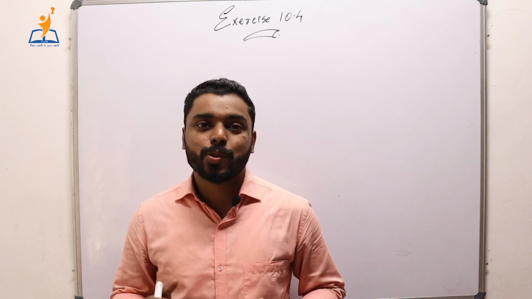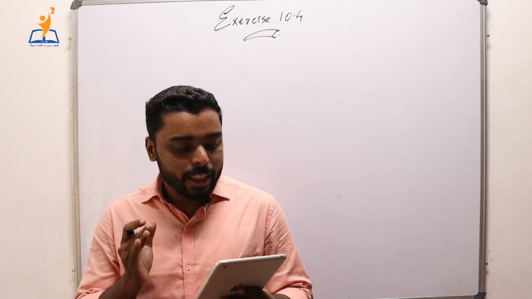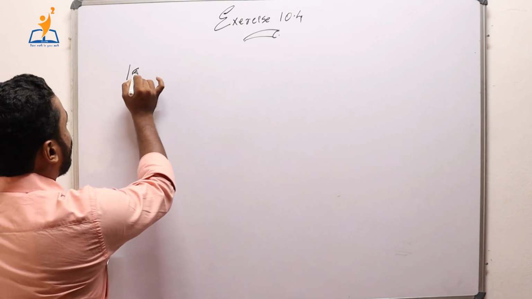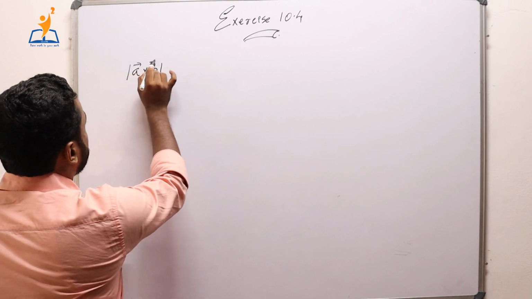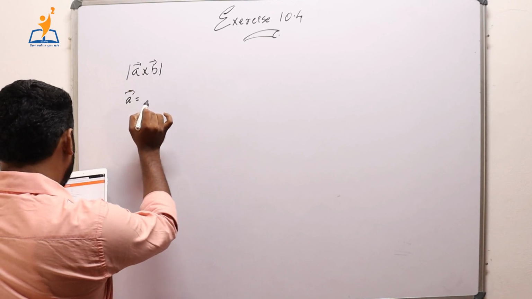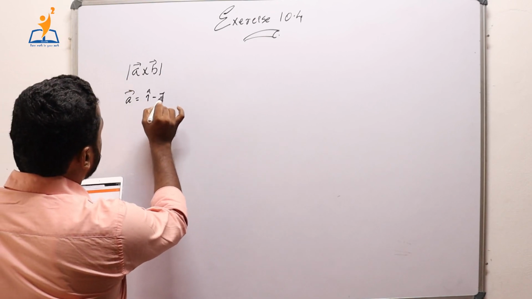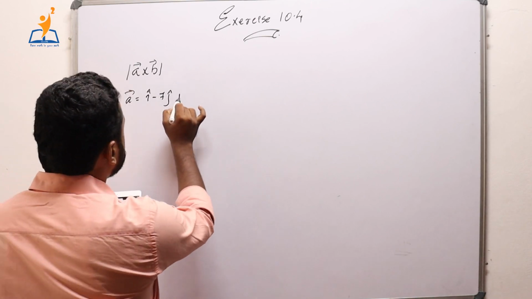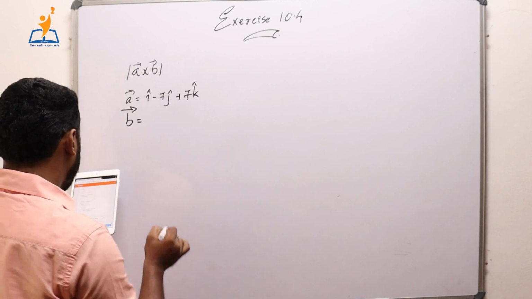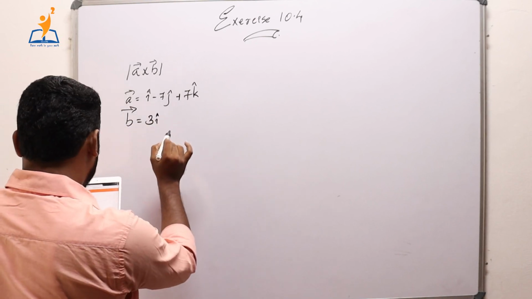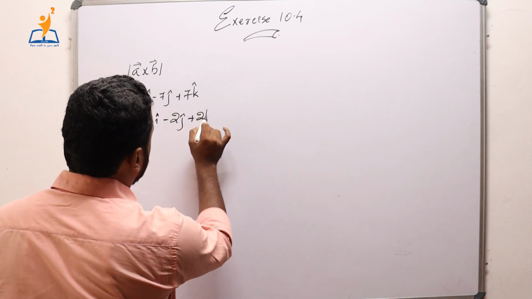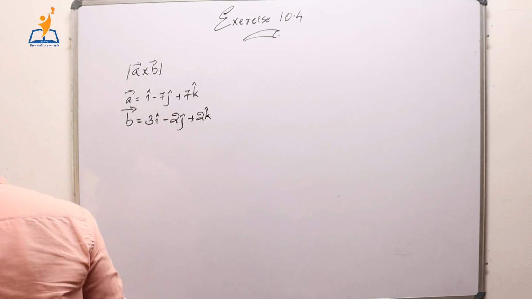So we shall move to exercise 10.4, the first question. The first question is find mod A cross B. So we are asked to find modulus of A cross B, where the vector A is given by I cap minus 7 j cap plus 7 k cap, and the vector B is given by 3 I cap minus 2 j cap plus 2 k cap. So we have to find mod A cross B.